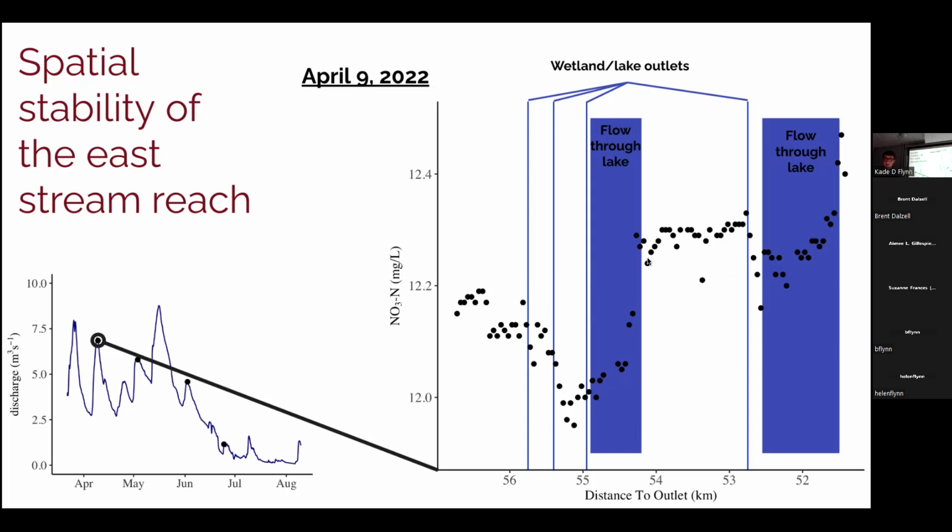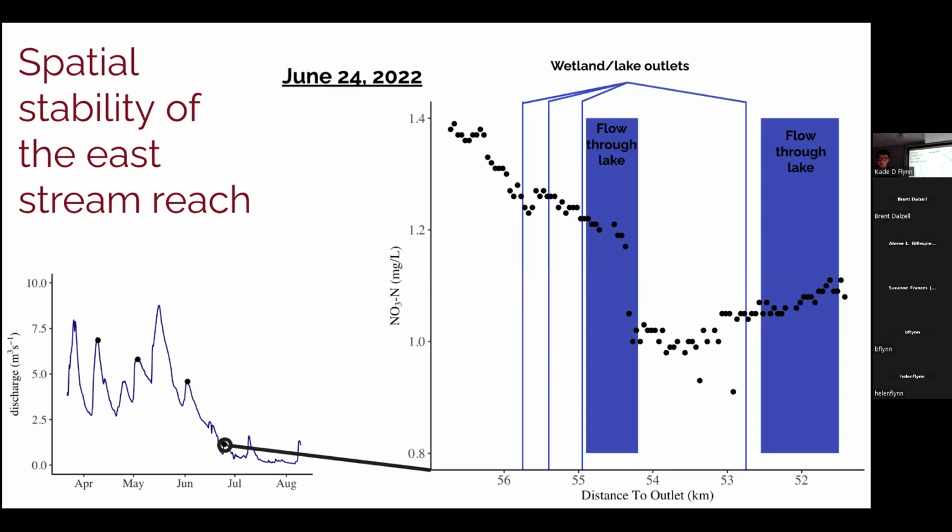If we contrast this with the sampling event much later in the season and at much lower levels of discharge, we now see that there's no drastic decrease in nitrate concentration at the location of these ditch confluences. And now we do see this decrease in nitrate concentration at the location of these flow-through lakes. So this is indicating that during these low flow conditions, hydrologic connectivity of these riparian features decreases. So they're no longer diluting what we see in the stream. And these flow-through lakes, when residence times are higher and temperatures are warmer, are sites of increased nitrogen transformation.